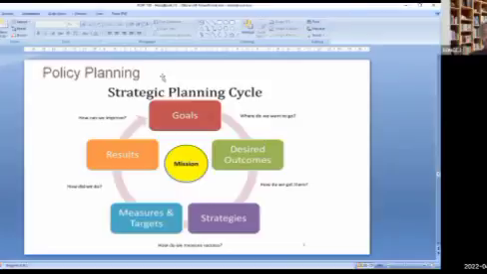This is just a pictorial representation of policy planning or the strategic planning cycle. So you set up your goals based on the problem you want to solve, and then you also set up desired outcomes. Where do you want to go? Your strategies, how do we get there? Strategies put in place, like I said, communication, legal, social strategies, and so on and so forth. And then measures and targets.